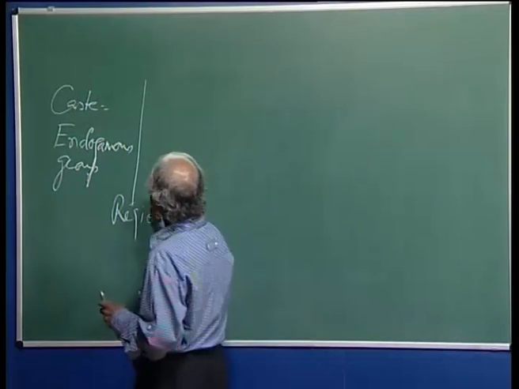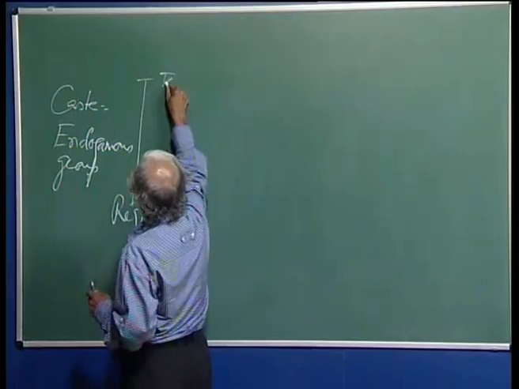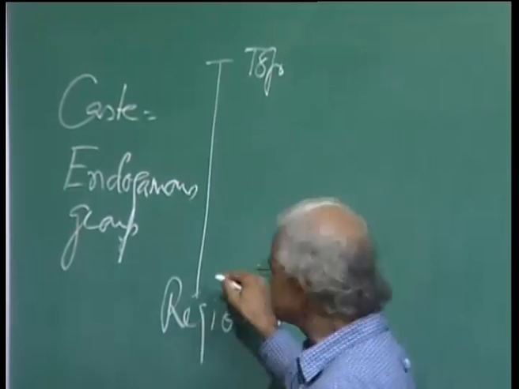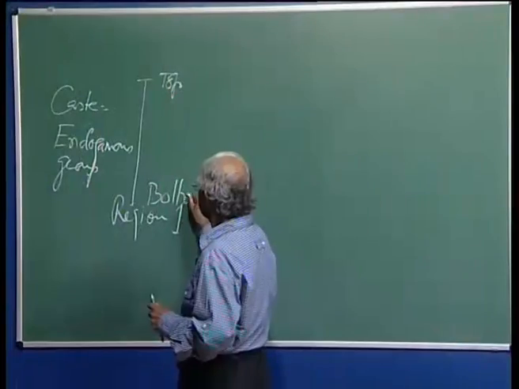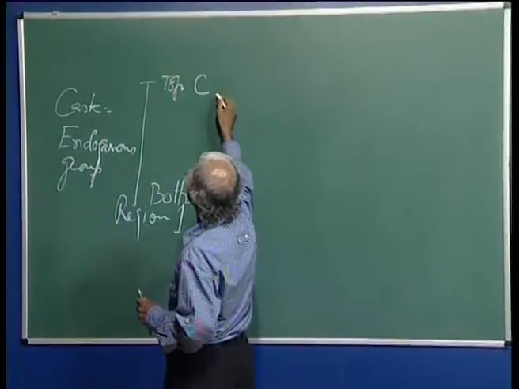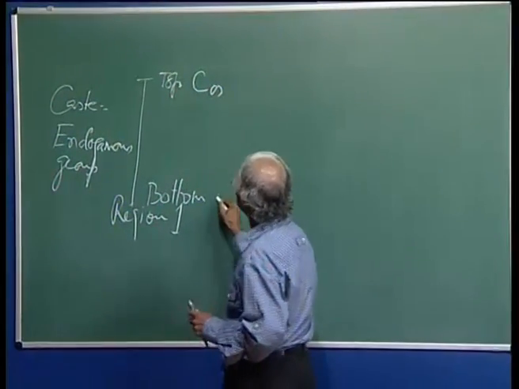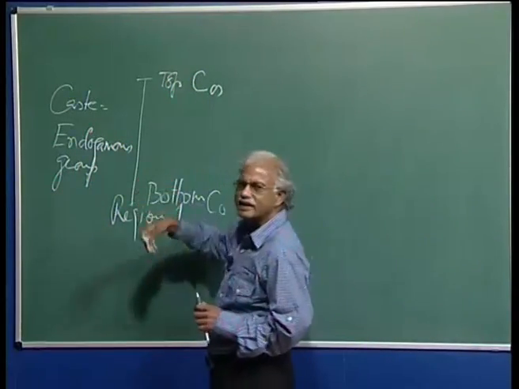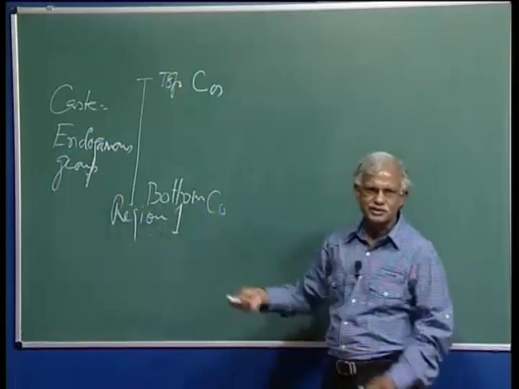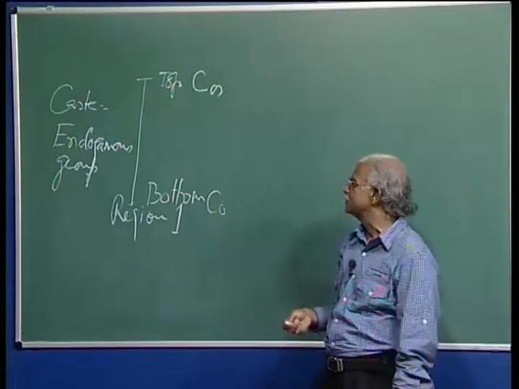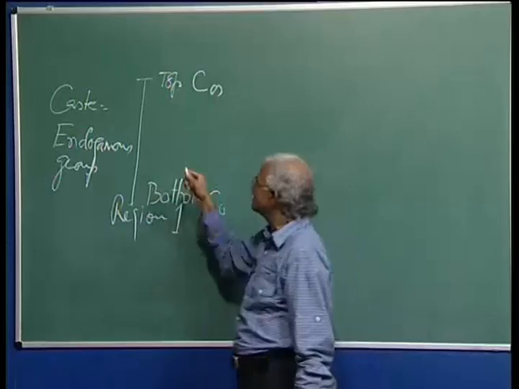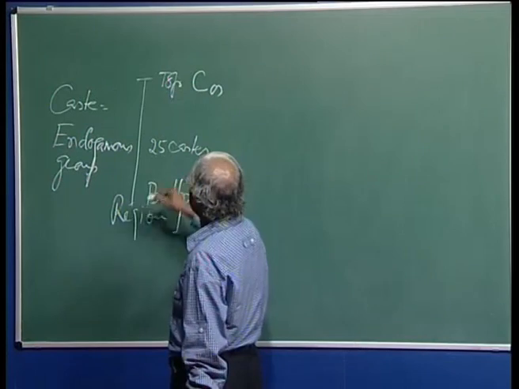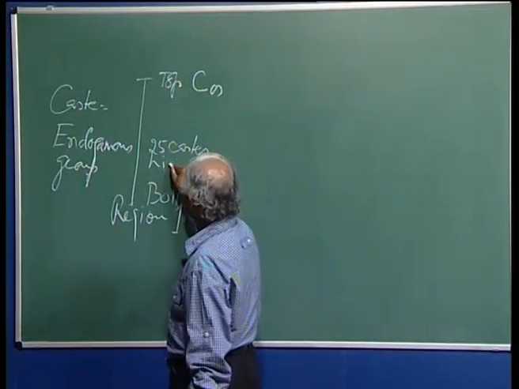But what is interesting is that in all the regions there are some castes which are at the top, and there are some castes which are considered to be at the bottom. Say C infinity at the top and C 0 at the bottom. In between there are a large number of castes. In some regions or in some villages there may be 5, in some villages there may be 10, in some villages their number may go up to say 20 or 25, and there is a hierarchy.